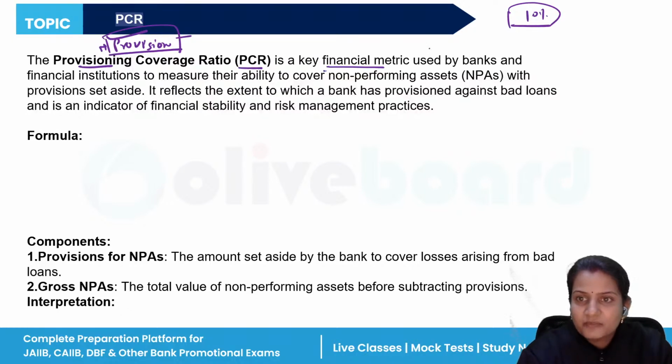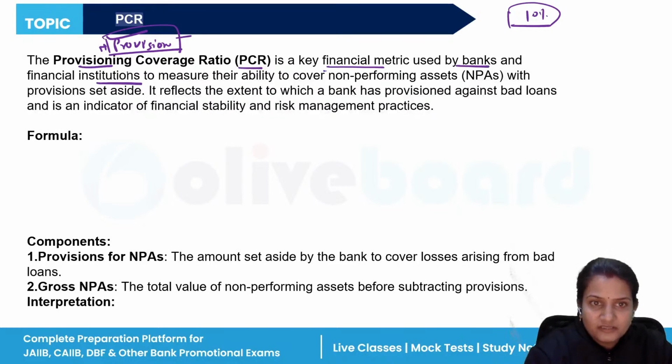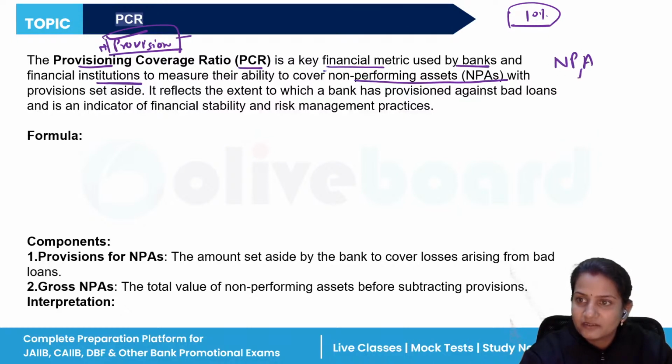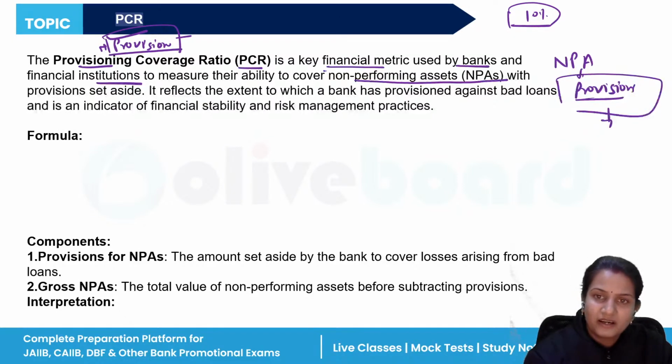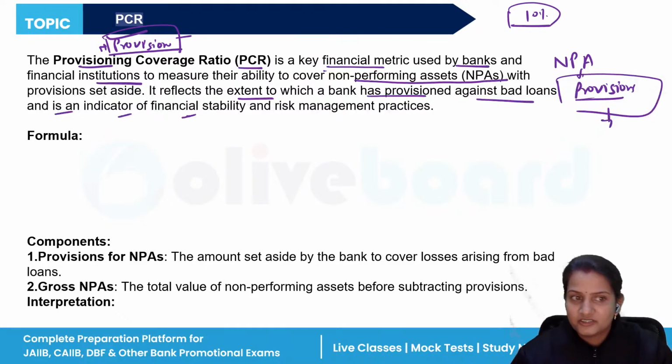It is a key financial metric used by banks and financial institutions for measuring their ability to cover non-performing assets with the provision. So basically for non-performing assets, provisions are made, with a little hope that I might recover my money. It reflects the extent to which a bank has provisioned against bad loans and is an indication of financial stability and of managing the risk.